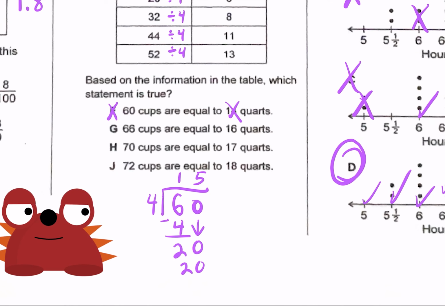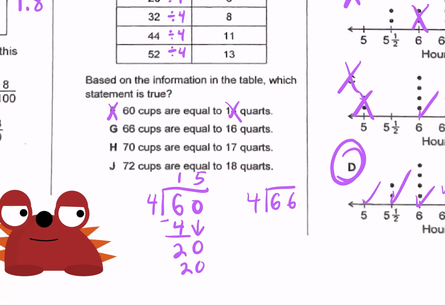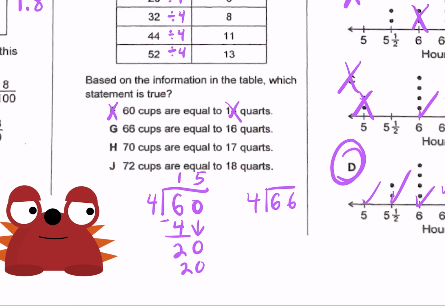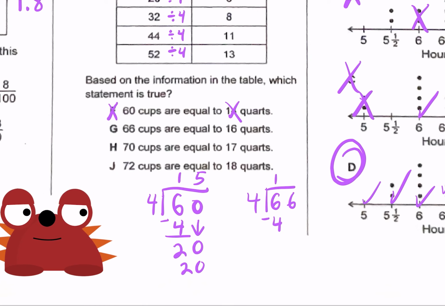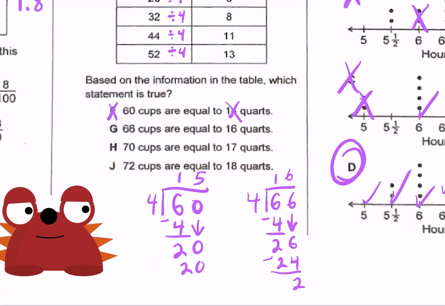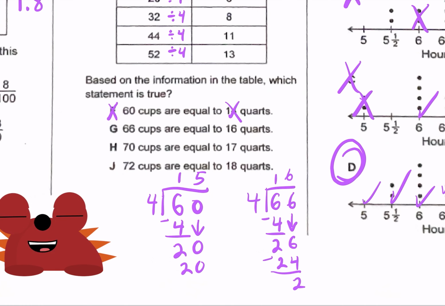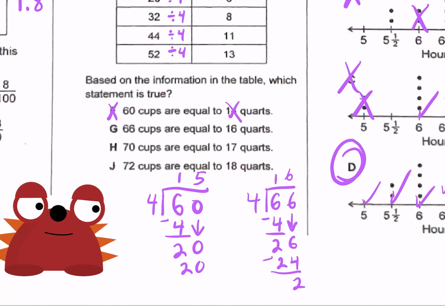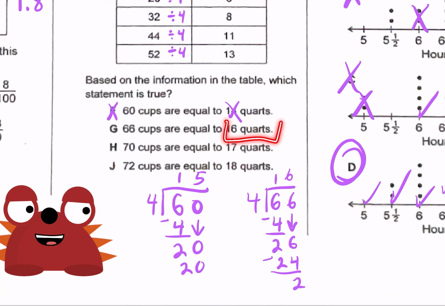Let's go to the next one, 66. And we're going to divide it by 4. The closest you can get to 6 is 4. You put a 1, you subtract it. The difference is 2. You bring down the 6. Now you have 26. The closest you can get to 26 is 24. You put a 6 over here, and you have a remainder of 2. So even though this does give you a quotient of 16, you have a remainder. And here it doesn't say remainder. So this is not the answer.